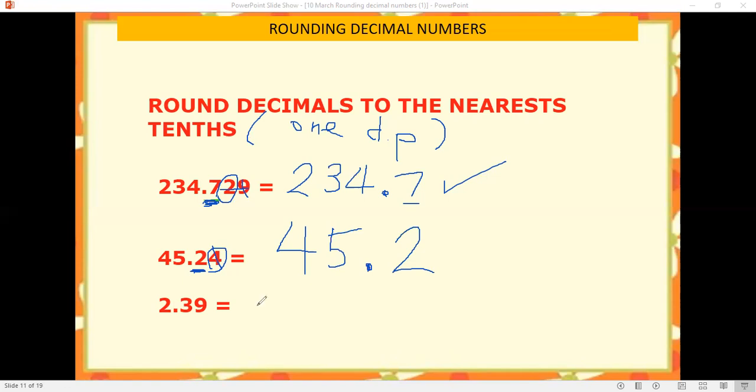Now, next question, 2.39. So let's underline again the digit after 1 decimal place, 1 digit after the decimal point. Now think, is 9 5 or more or 4 or less? It's 5 or more. So we need to add 1 to the tenths digit. So therefore, the answer is 2.4.